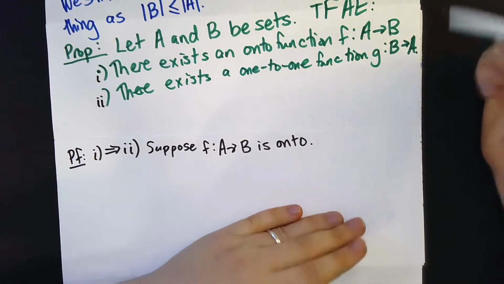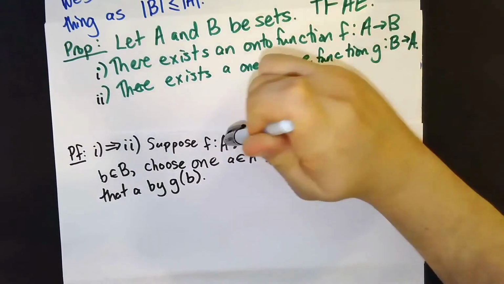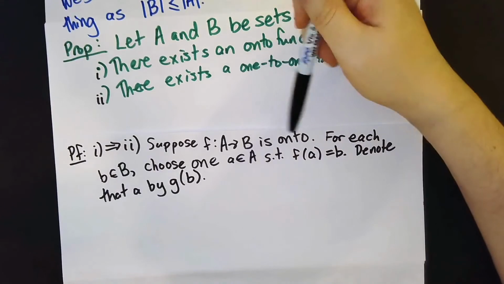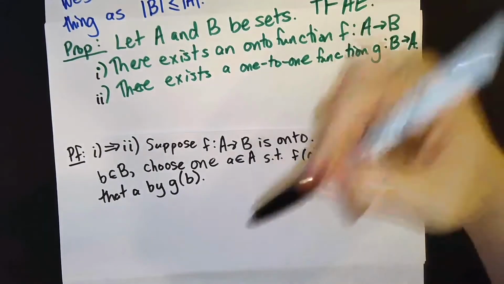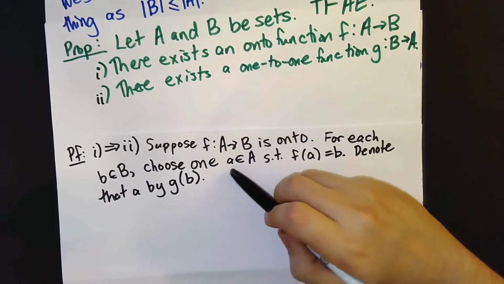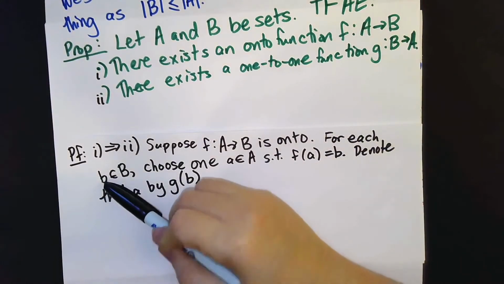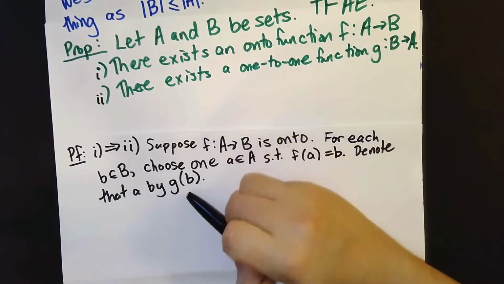So let's write that down. For each element of the codomain, I'm going to choose one element of the domain that maps to it. That's always possible because the function's assumed to be onto. And I'm just going to go ahead and name that thing that I chose. Namely, if little a is the thing I choose to go with little b, then I'm going to denote that little a by g of b.